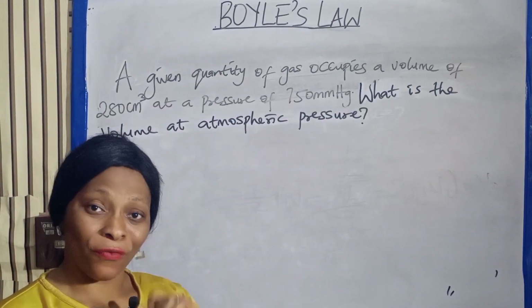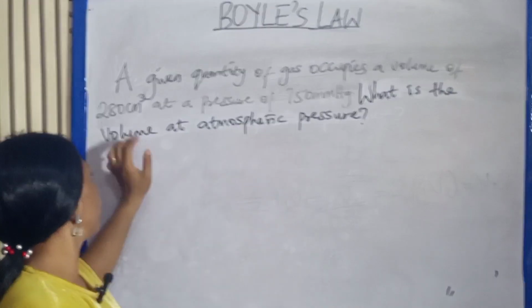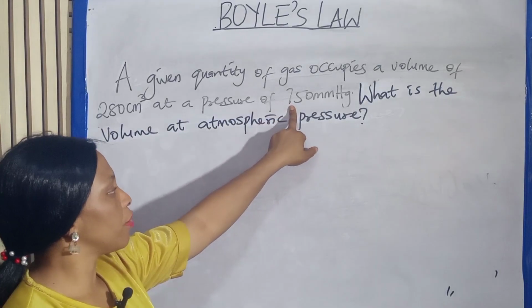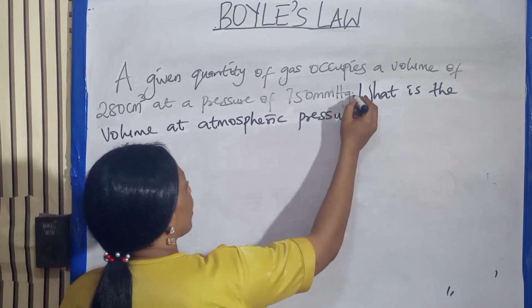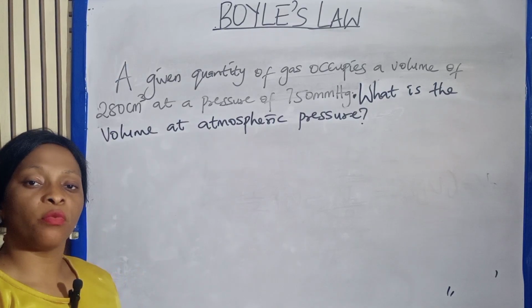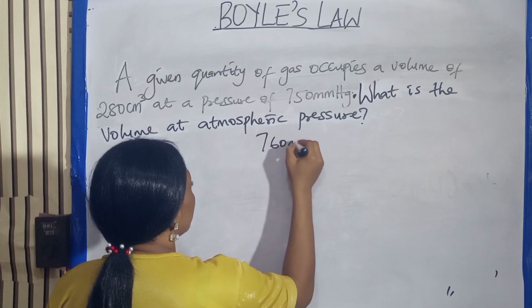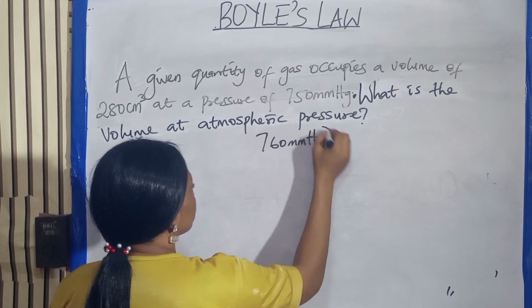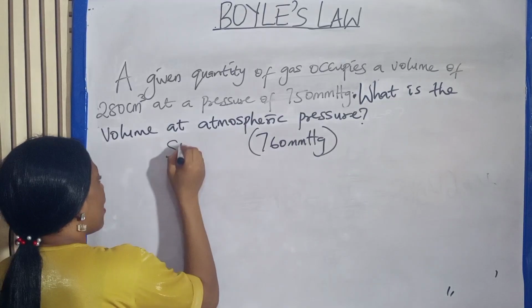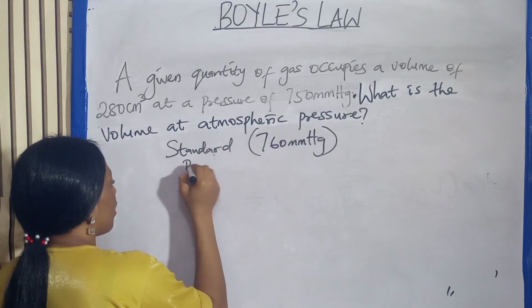So this question is for you. A given quantity of gas occupies a volume of 280 cm3 at a pressure of 750 millimeter mercury. What is the volume at atmospheric pressure? Now, some of you may be wondering, what is atmospheric pressure? Atmospheric pressure is 760 millimeter mercury, and it is the same as standard pressure.